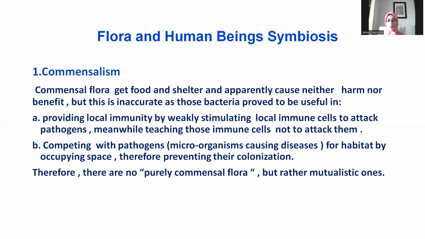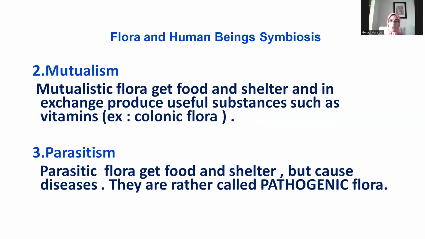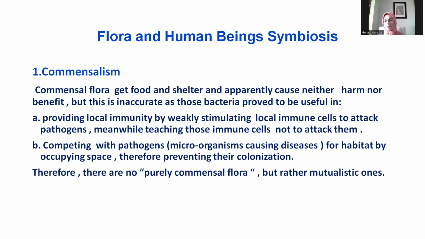What kind of benefits do they provide? We've just mentioned in the previous video two important benefits, which are producing vitamins like vitamin B and vitamin K, and providing fatty acids that kill pathogens. And here we are adding two benefits. Number one, providing local immunity. Local immunity means immunity in the space where they are present. How do they do this? For example, gut flora will provide gut immunity. Skin flora will provide skin immunity. This is what we mean by local immunity.